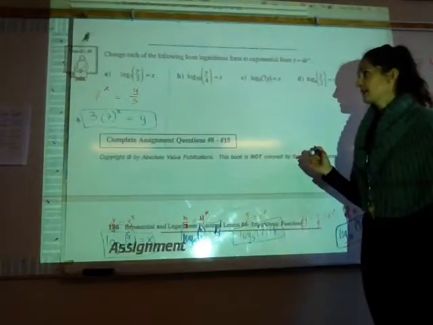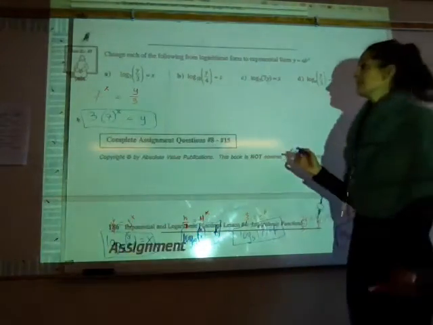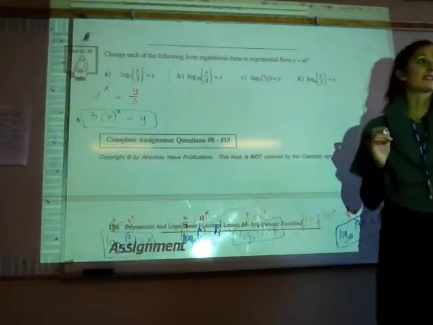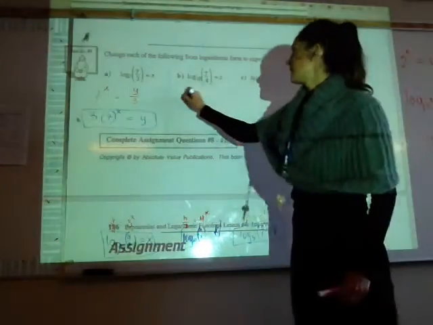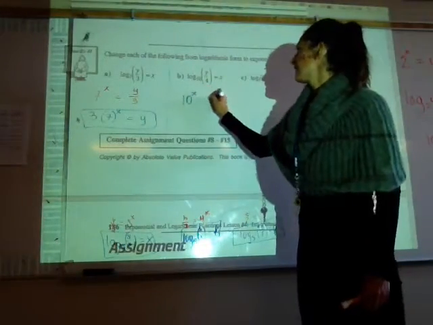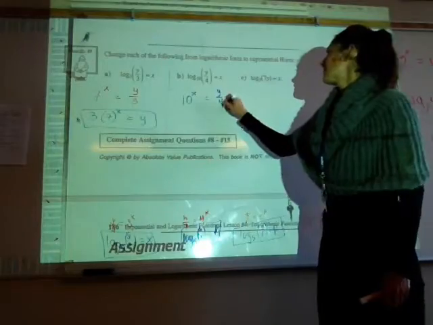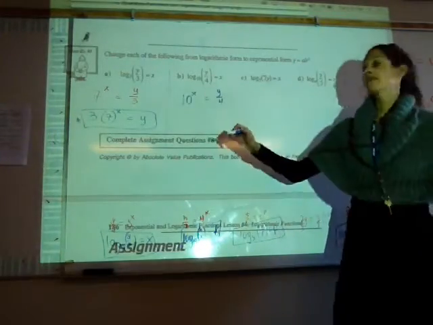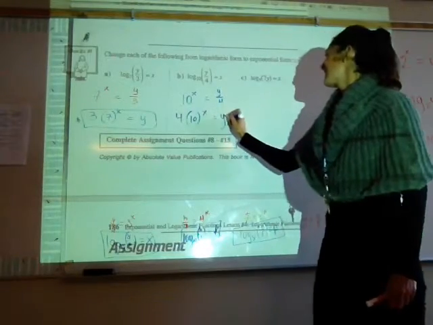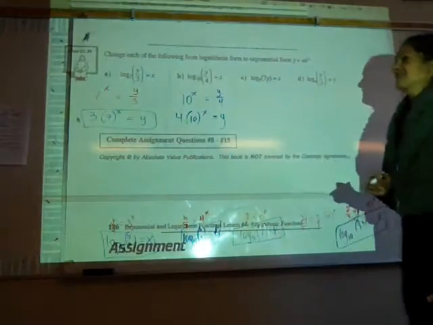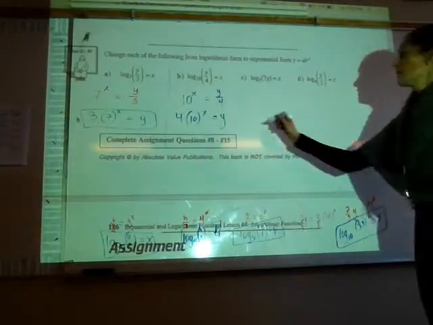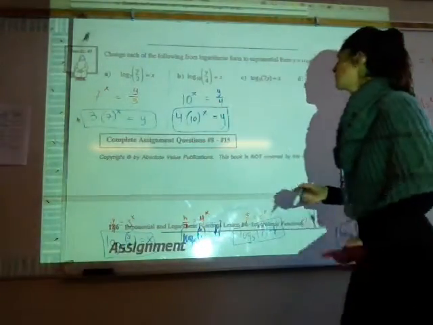Bryce, you help me out with the next one? 4 times 10 to the power of x equals y. What's your base? 10. Yeah. 4 times 10 to the power of x equals y. I see, you were just quicker than me. So you multiplied the 4 out. He just did that in one step rather than breaking it up into two. Good job. Perfect.